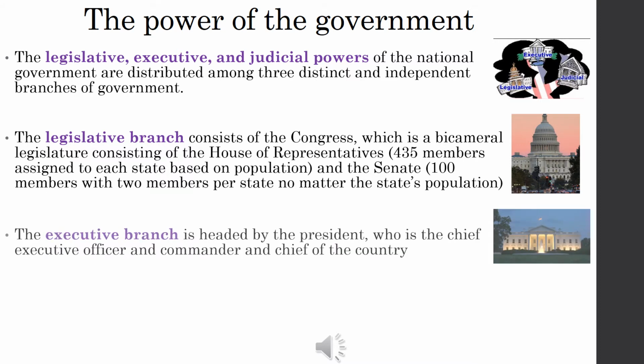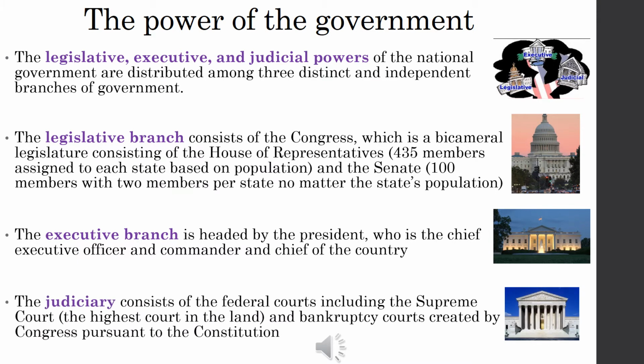Then we have the executive branch, which is headed by the President of the United States of America, who is the chief executive officer and commander-in-chief of the country. Last but not least is the judiciary, which consists of the federal courts, including the Supreme Court, which is the highest court in the land, and bankruptcy courts created by Congress pursuant to the Constitution. These are the 3 branches of government. Go to the next slide.